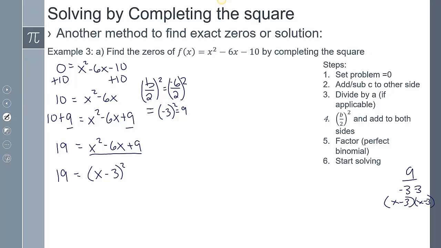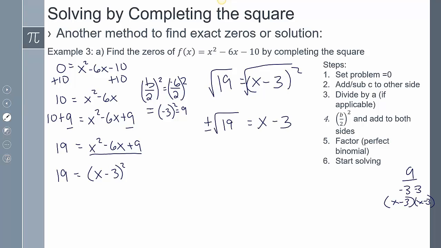And so now it's in this binomial form, I can solve for my x. I can get x by itself, and I can do that by taking the square root to both sides. And so I just rewrote it here. So taking the square root to both sides, and now I get plus or minus root 19 equals x minus 3. Then if I add 3 to both sides, I'm going to get x equals 3 plus or minus root 19. This right here is my solution.